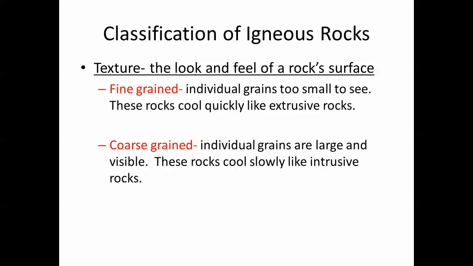And the reason they're too small to see is because these are the rocks that cool really quickly, and the crystals of the minerals do not have much time to grow and get bigger. So fine-grained igneous rocks are also extrusive igneous rocks because they cool very quickly. Coarse-grained igneous rocks, that means that you can see the individual grains or crystals of the mineral. And I gave you the example of granite in class where you can see the individual crystals in the rock. So these cool very, very slowly because the crystals and the mineral grains have much more time to form. So these are usually your intrusive igneous rocks.